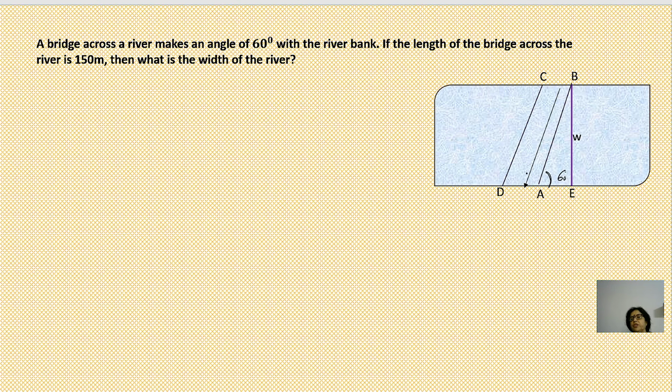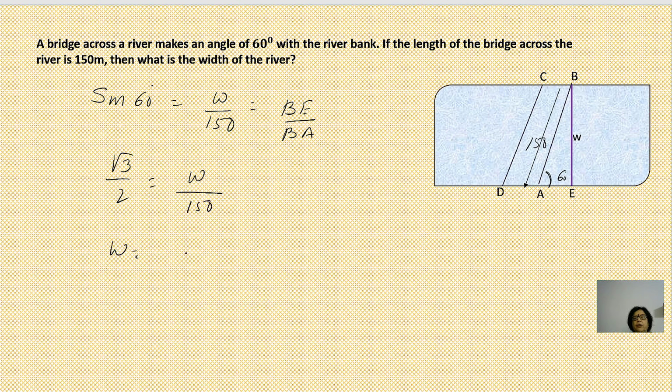So again, see, we have generated a right angle triangle over here. We need to find out BE. This BA is equal to 150 meters. So now in this case, we can easily take the trigonometric function sine 60 degrees. Sine 60 degrees is equal to W by 150. That is the perpendicular, or we can write it as BE, that is the perpendicular by the hypotenuse BA. Sine 60 is root 3 by 2. This is equal to W, the width, by 150.